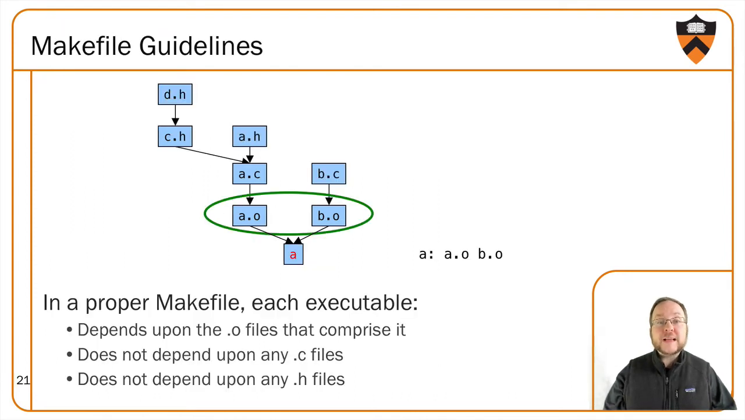More generally, an executable will depend only on .o files, not on .c files or header files. This maximizes partial builds and maximizes our use of the Makefile's recursive dependency checking and building.